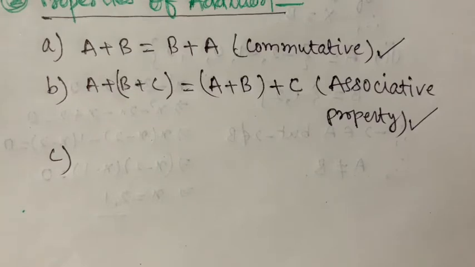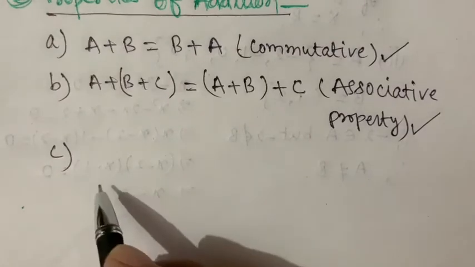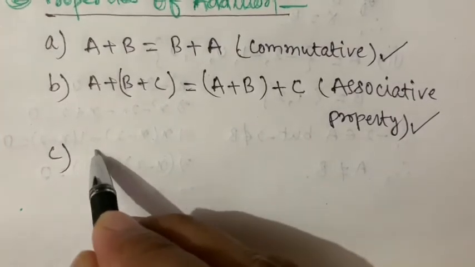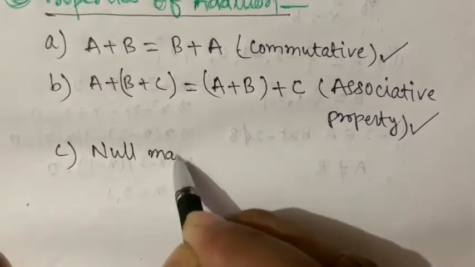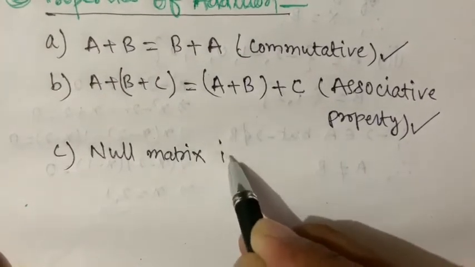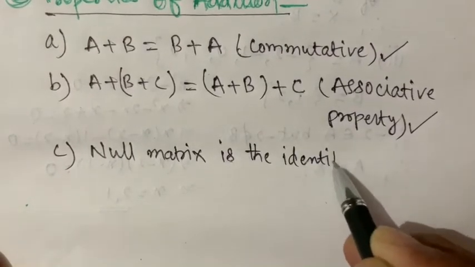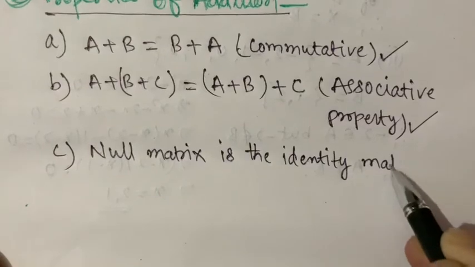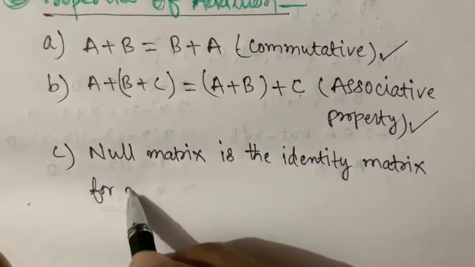Now we will see, is there any matrix which will act like additive identity there? While we were discussing the types of matrices, we had the zero matrix or the null matrix there. Null matrix is the identity matrix for matrix addition.